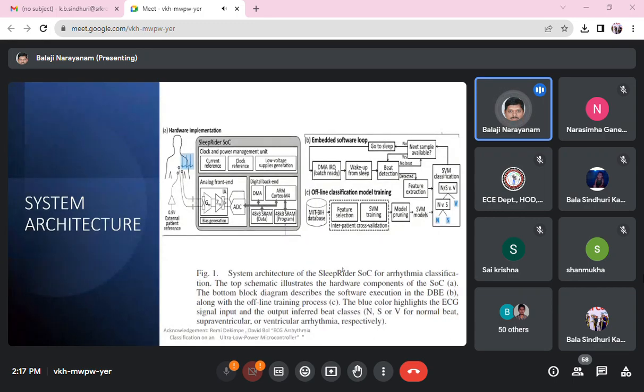So here, the figure shows the system architecture of the SleepRider SoC for arrhythmia classification. The top schematic illustrates the hardware components of the system on chip. Here we have an ARM processor microcontroller. The same can be done on an FPGA.